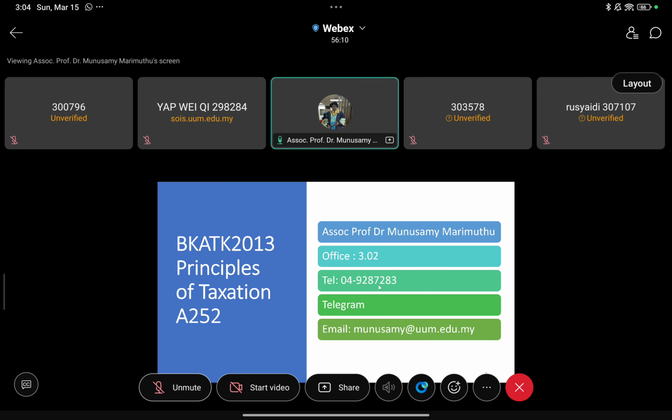So this is the number. Actually, I don't know whether it works or not. Anything, you can always Telegram sir. Telegram is the best thing, with immediate response. This is my email, you can also email me. So this is about 2.2.